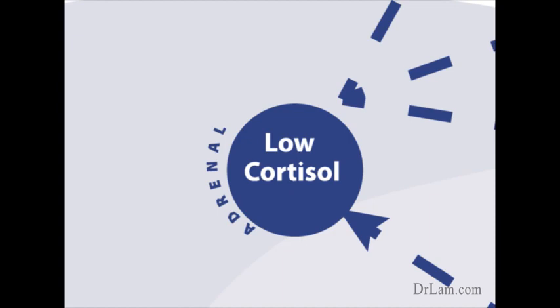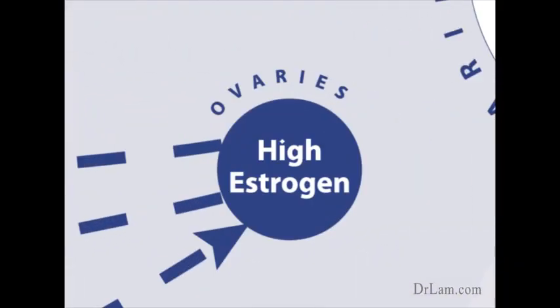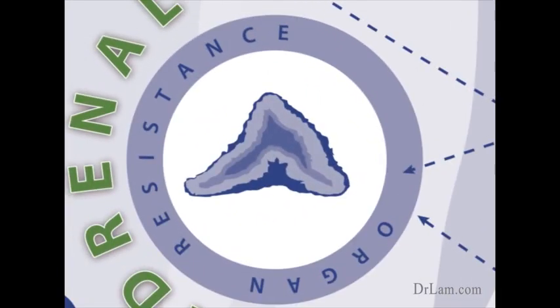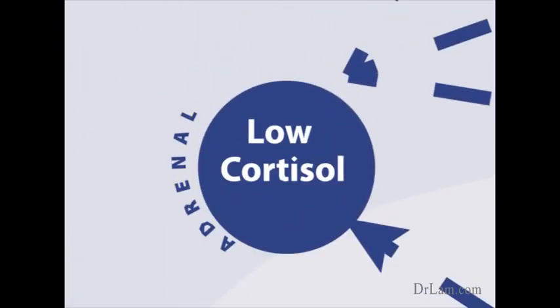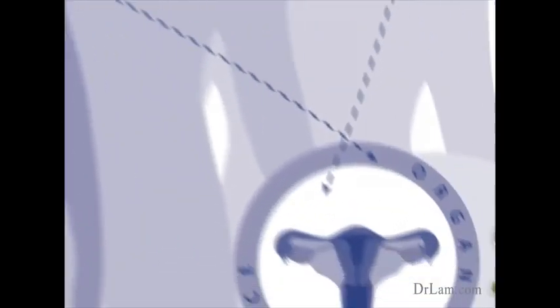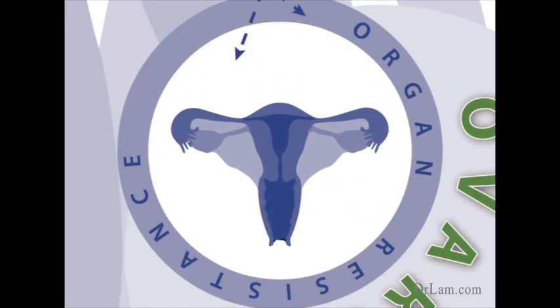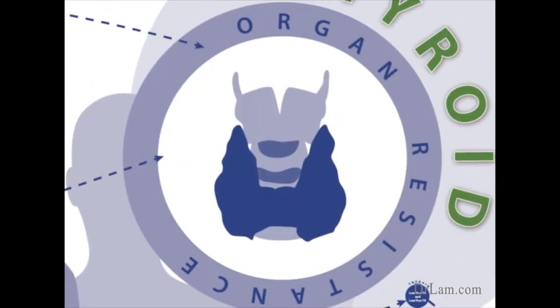So it goes backwards. On top of that, high estrogen also contributes to a phenomenon called organ resistance in the adrenal glands, where the adrenal glands become less responsive and blunted to the response of control from the hypothalamus. At the same time, if you look at the adrenals, a low cortisol, which is characteristic of stage 3 and beyond, contributes to organ resistance in the ovary as well as the thyroid, both. So both thyroid and the ovaries are going to be more resistant to hormonal response.